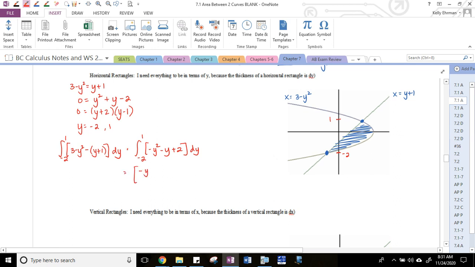This becomes negative y to the third over 3. Oops, not plus, minus y squared over 2 plus 2y, and you evaluate from negative 2 to 1. So plugging in 1 first, I get negative 1/3 minus 1/2 plus 2 minus, plug in negative 2. Now you get negative 8, but there's already a negative out here, so you get positive 8/3 minus 4 over 2, so minus 2, and then minus 4.